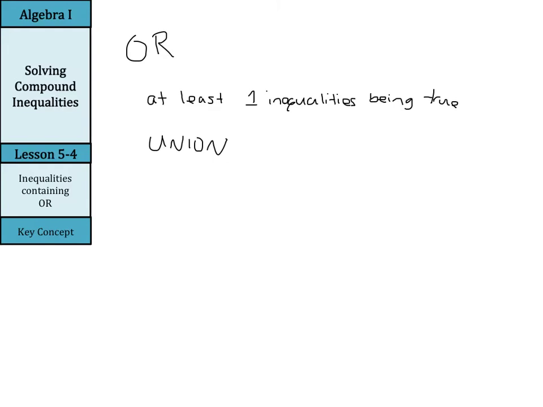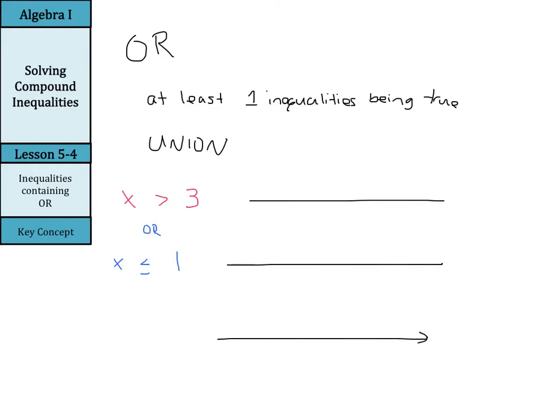So if we're given something such as x is greater than 3 or x is less than or equal to 1, when we draw these graphs, I have 0, 1, 2, 3, 4 on all of these graphs.